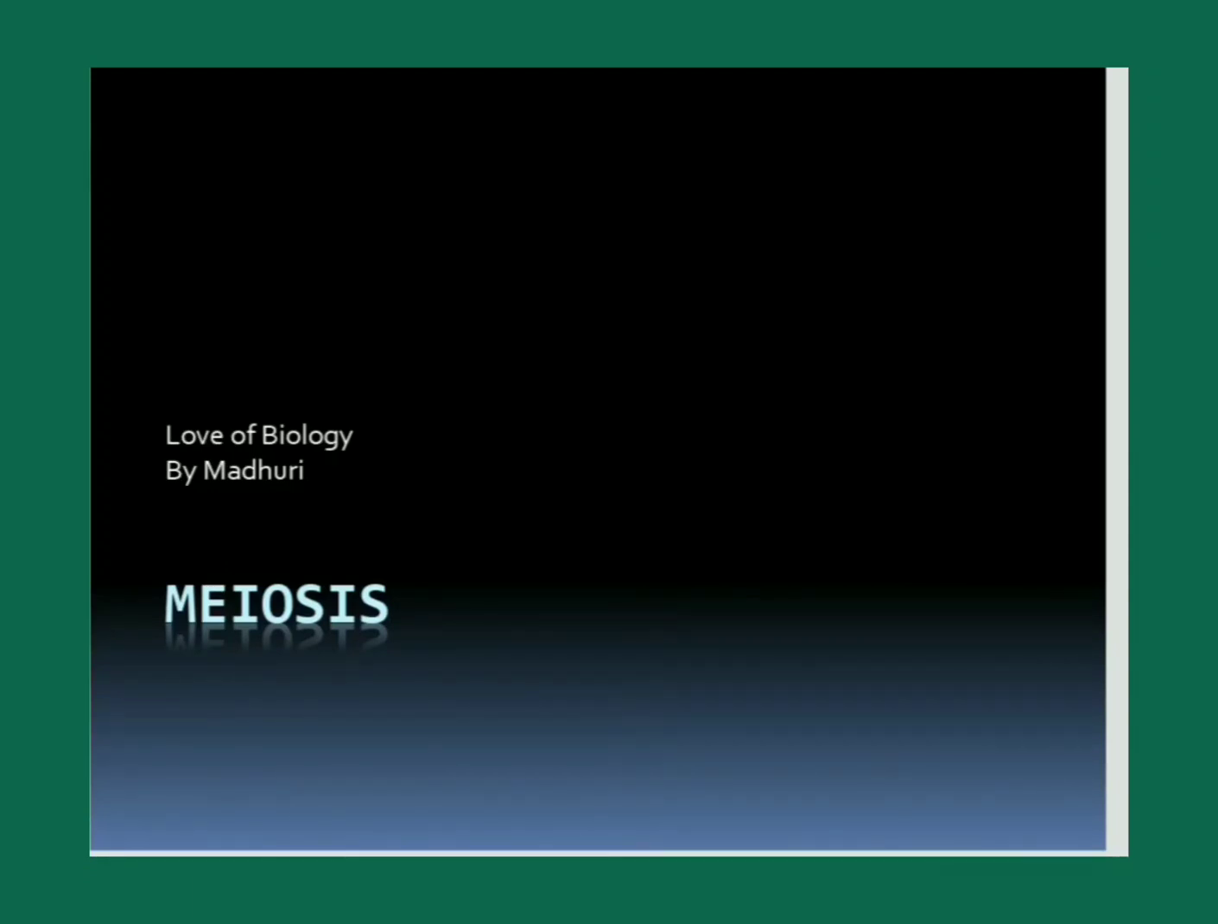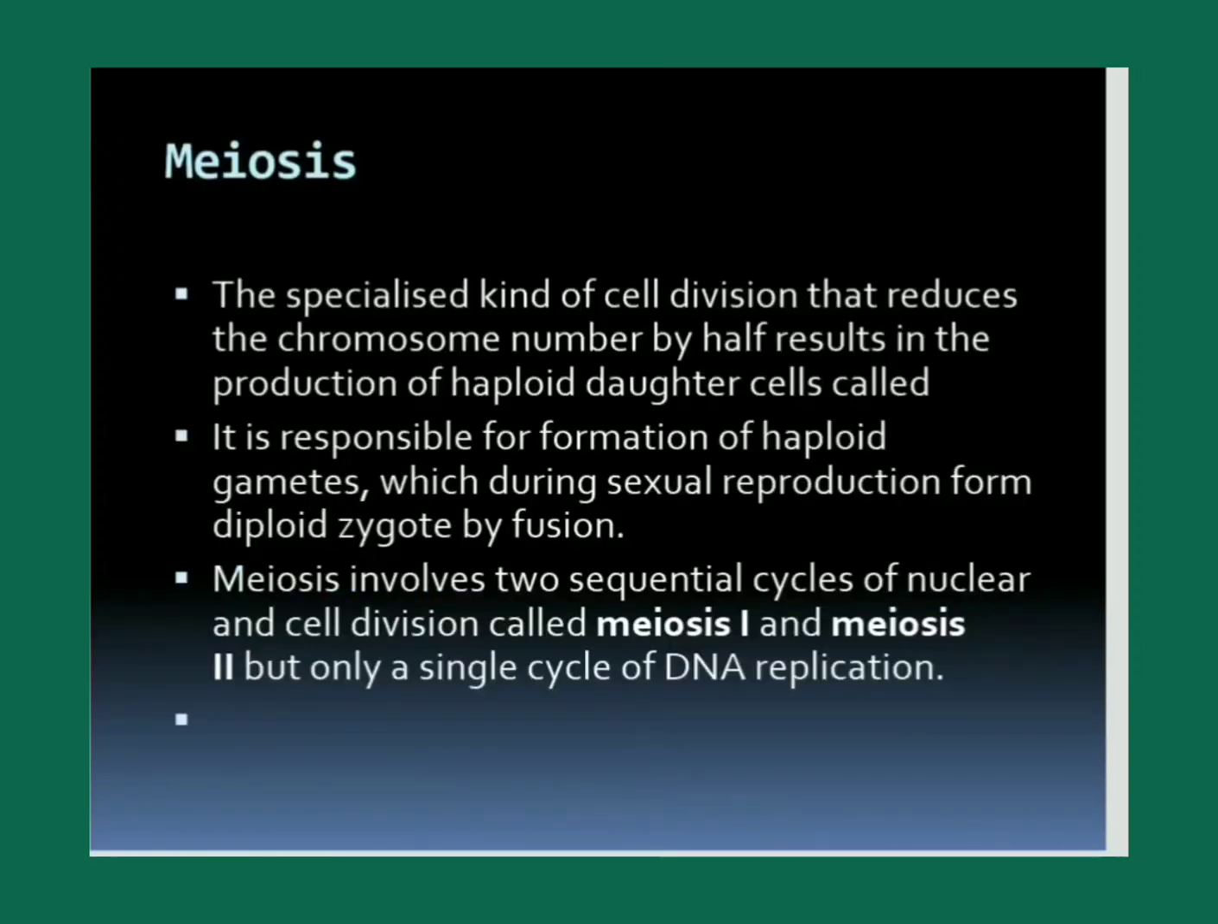Today we are learning about meiosis, nothing but the reduction division. The chromosome number, that is the set of chromosomes, reduces from diploid to haploid, that is half of it, in the daughter cells. It is responsible for the formation of the haploid gametes, that is the male and female gametes. During sexual reproduction they will form. So male and female gametes fuse to give the zygote by fusion.